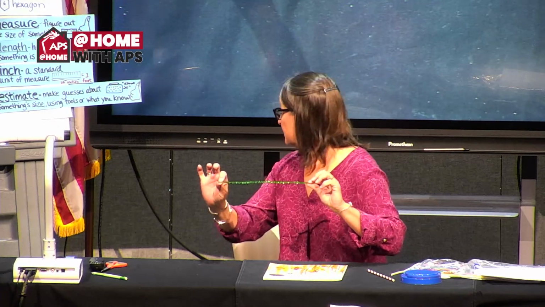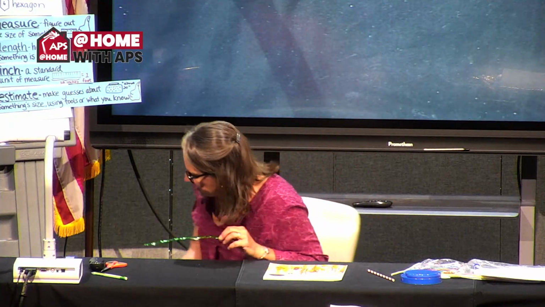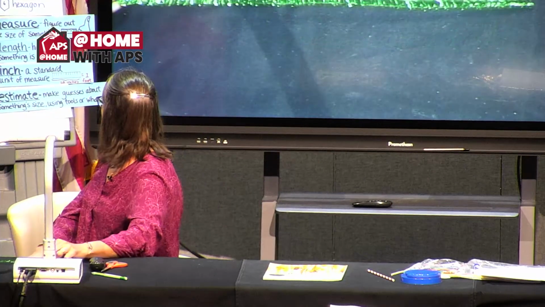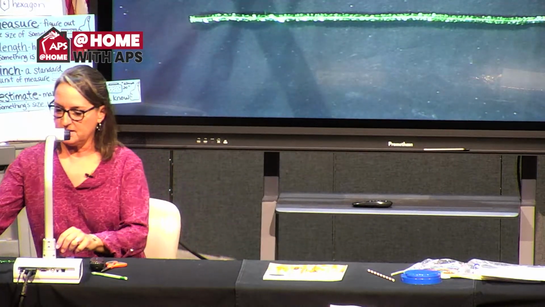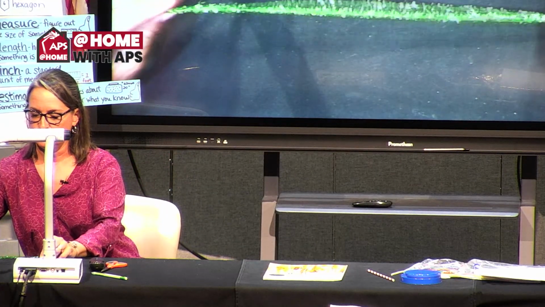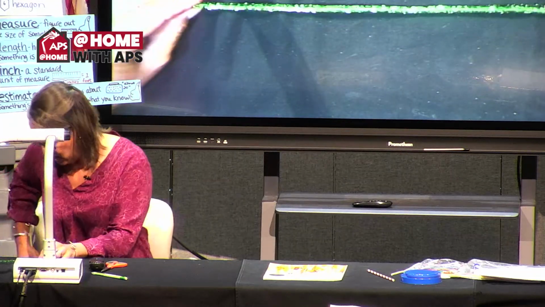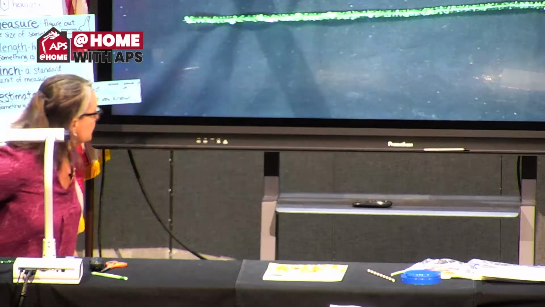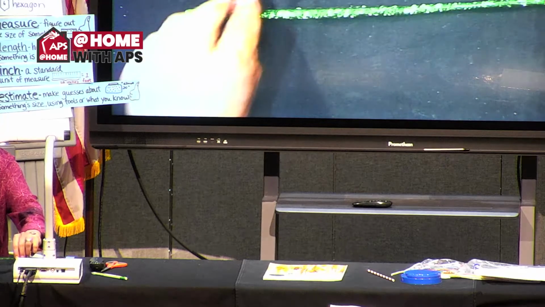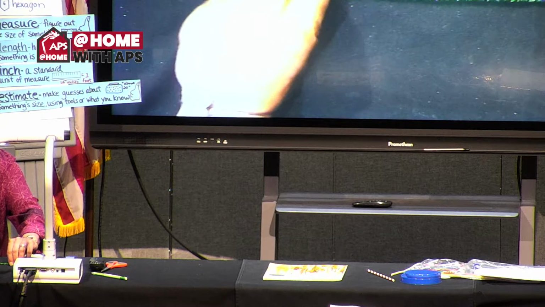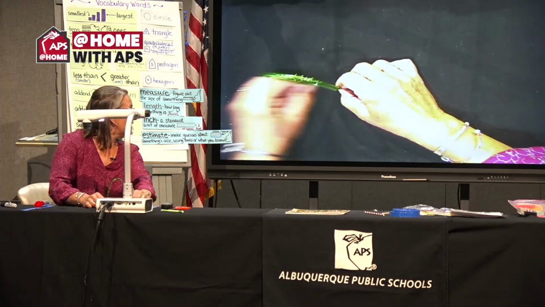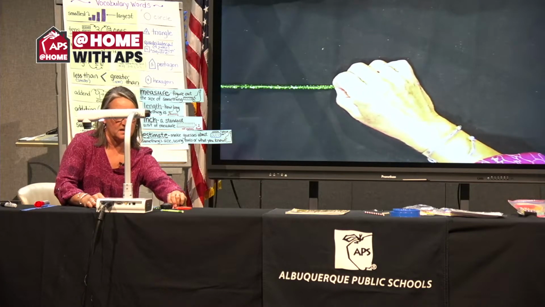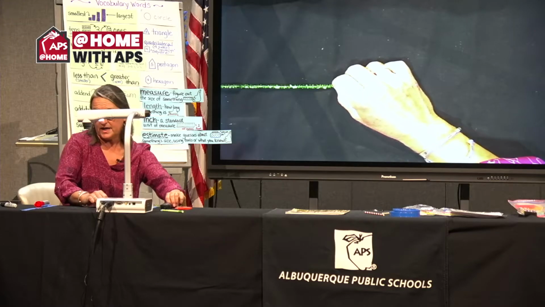So, here I have my little, let's see, maybe we can do this under the document camera. Okay, so here I have a very sparkly pipe cleaner, and let's just look at how the inchworm measured. So this is like the inchworm all stretched out, right? And to measure, he started here and he kind of squeezed up, and then he stretched out again. And that would be one measure.